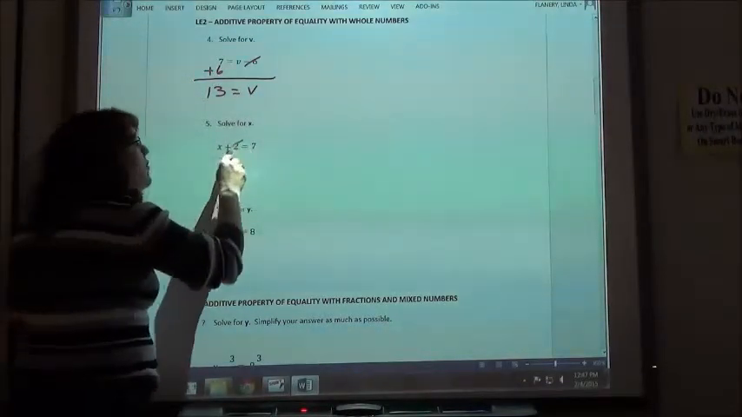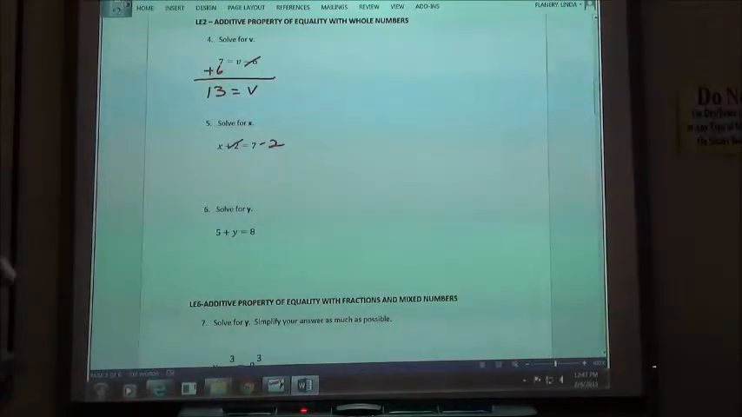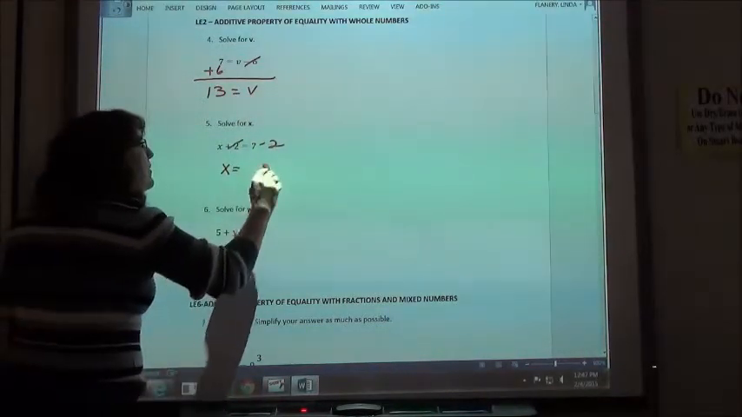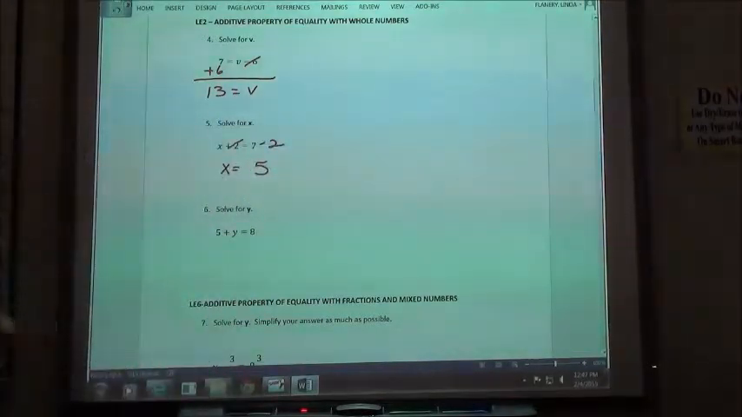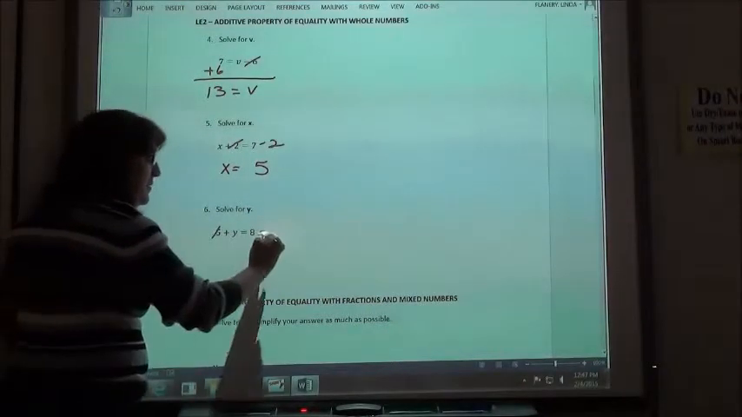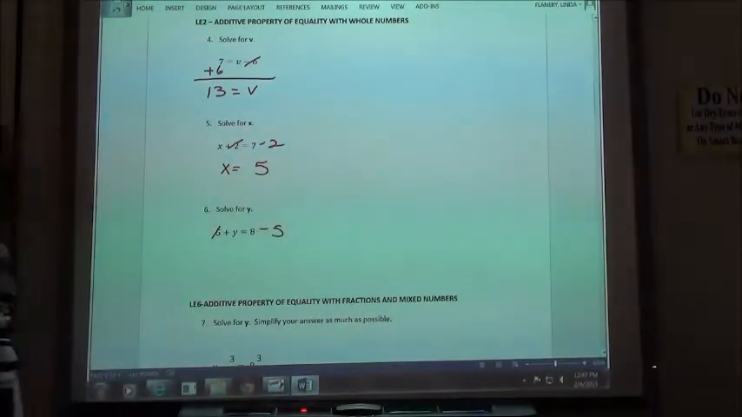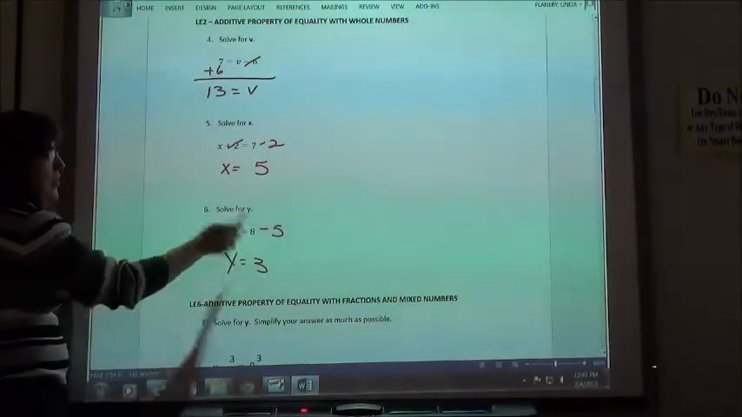Move the 2. Since it's a plus 2, I'm going to minus the 2. x then equals 5. 5 plus 2 is 7. Number 6, if I want to solve that for y, I'm going to move the 5 by subtracting it. Subtract the 5 and y equals 3. 5 plus 3 is 8.